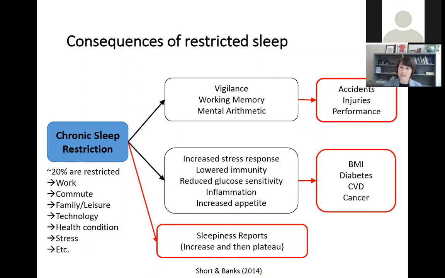Now, if you compare those self-reports to the objective measures of performance, such as cognitive behavioral test batteries, you see that people actually perform worse and worse and worse. So you have a situation where performance is decreasing constantly, while sleepiness reports increase somewhat towards the beginning, then they start to level off. What this means is that after a few days of chronic sleep restriction, people are not good judges of how sleepy they are. So they think they can do more, they think they're more safe, these sorts of things.